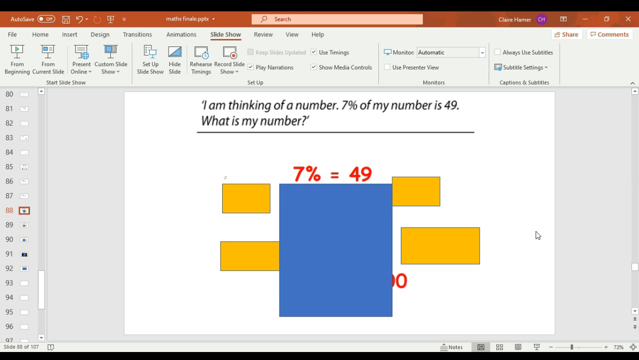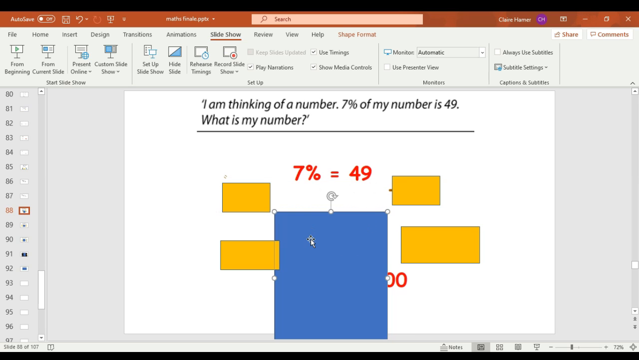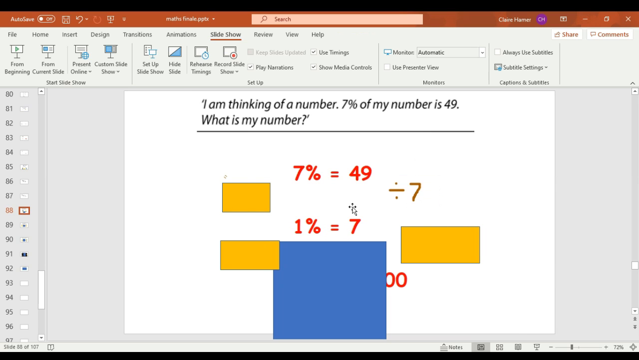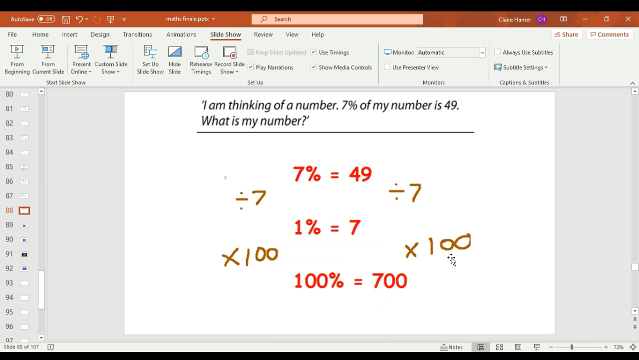Okay, I'm going to reveal my method, so see if you agree with me. So I decided to use the fact that 49 is a square number. So I decided to divide by 7, so I found the square root. So I did 49 divided by 7, and I worked out that 1% equals 7. Nice and straightforward. Then to get back to 100%, I multiplied by 100. I think this is the easiest way to get to the answer. So I got the answer 700. Did you get the same?